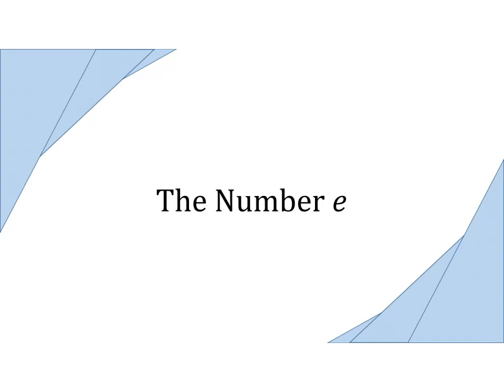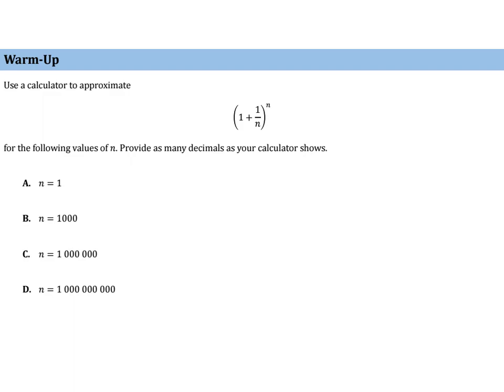So let's take a look now at a number called e. This number appears a lot in mathematics from here on out. So let's examine this expression, 1 plus 1 over n, all to the nth power. You'll notice that we are to use our calculator to approximate this expression for various values of n, and these values of n are increasing.